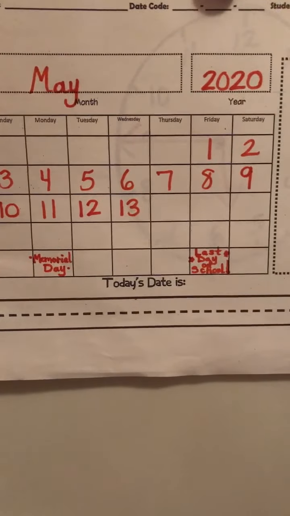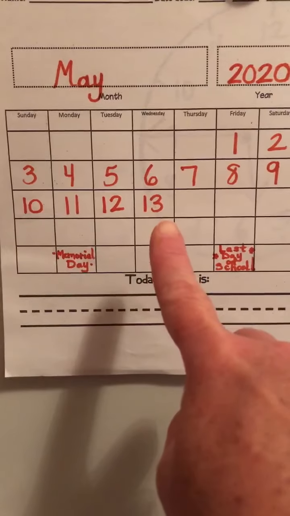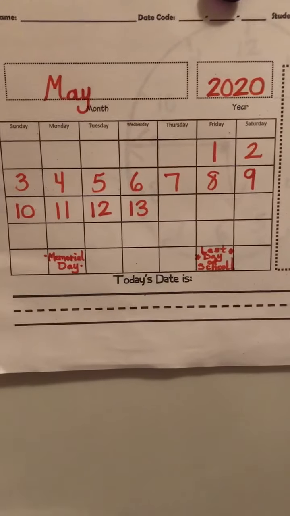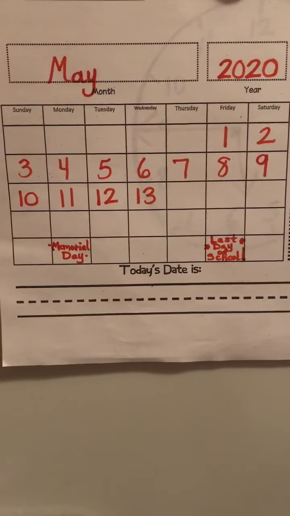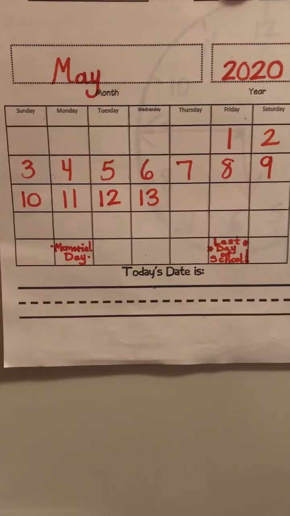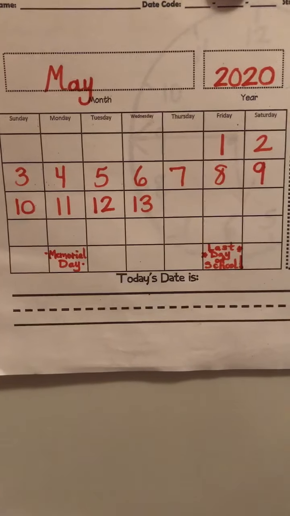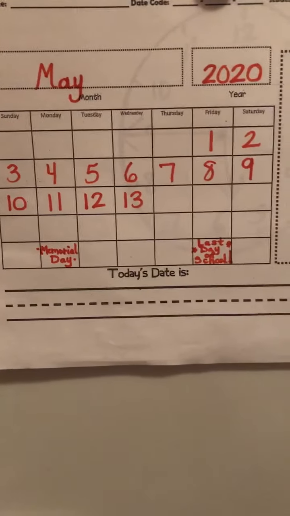Remember, May began here on Friday. May began at the end of the week. We've had one full week of May, and now we're halfway through the second full week of May. After this week, how many weeks will be left in the month of May? There will be 2 weeks left, approximately, give or take a couple of days.